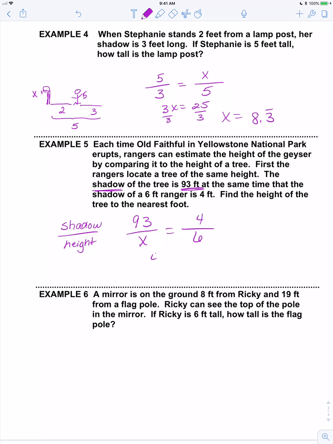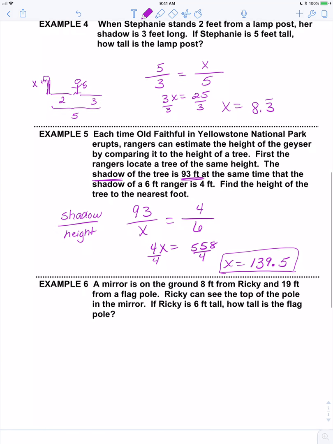Cross multiply. 93 times 6 is 558. Divide both sides by 4. X is 139.5, or 5/10 of a foot. So there's the height of that tree. And that's sort of exactly what I did.